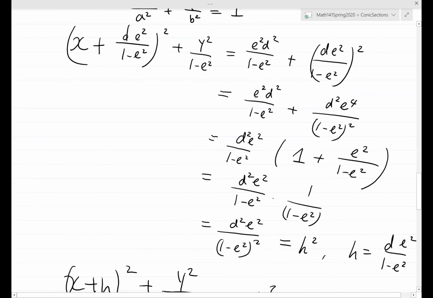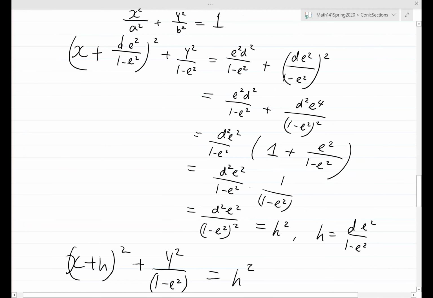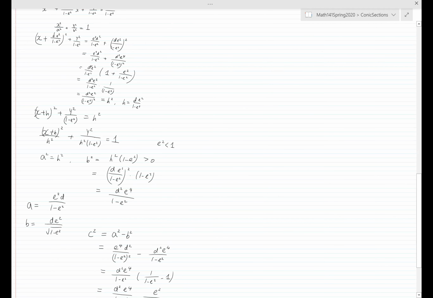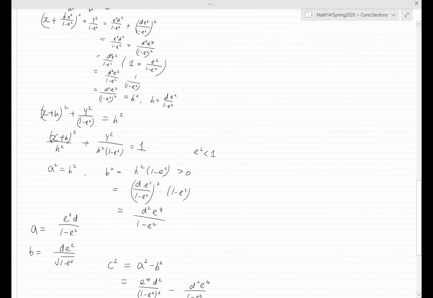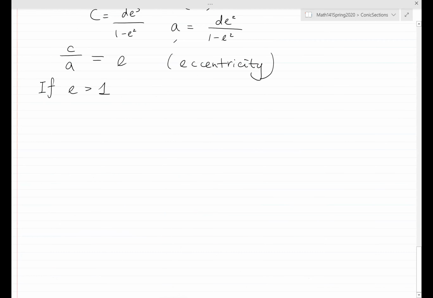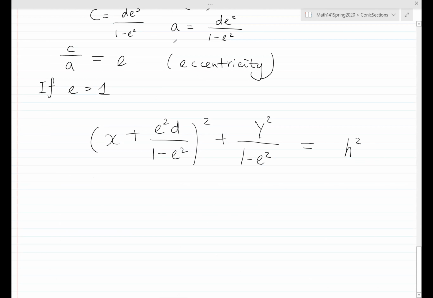But the other thing is, if you write down the equation, let me copy down the equation. So this will be (x plus e squared d over (y minus e squared)) squared plus y squared over (y minus e squared), and this will be h squared.